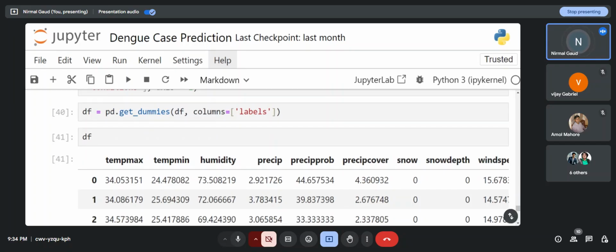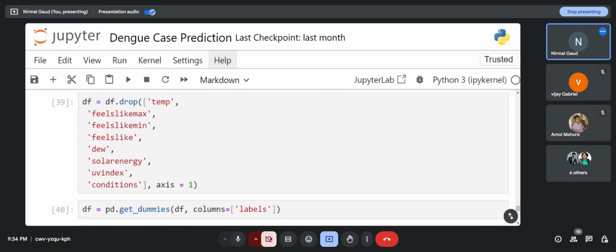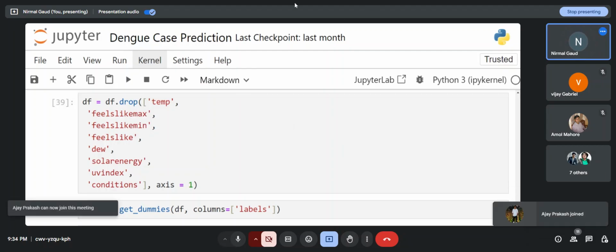I'm creating dummies at the moment, and these features I have dropped because they are correlated features. Reminder that our target is dengue case prediction. If this is the temperature, this is the humidity, this is the precipitation, and these are certain environmental features, what is the chance that you are going to have dengue? How many cases of dengue may occur? Okay, fine. So that's what we are having.